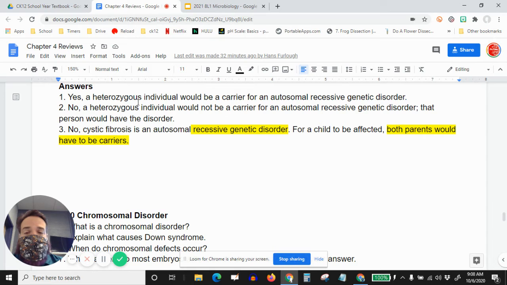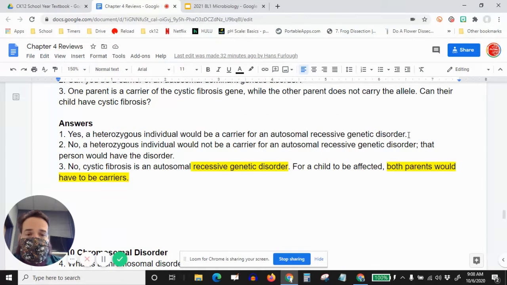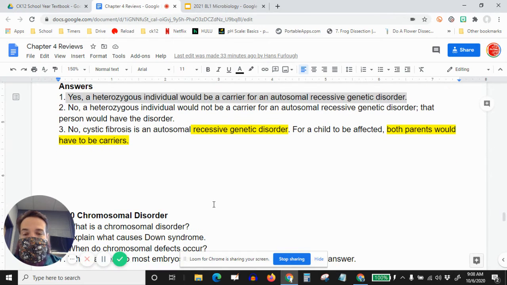Now, if you're heterozygous for a recessive genetic disorder, then you can be a carrier, which means you don't show the disease. The disease is not part of your phenotype, but it is part of your genotype, which means you can pass it on to your offspring. You cannot be a carrier of a dominant disorder because if you have the dominant trait, you have the disorder. And the only way to have a recessive trait, whether it's a disease or not, is you get one copy from each parent.